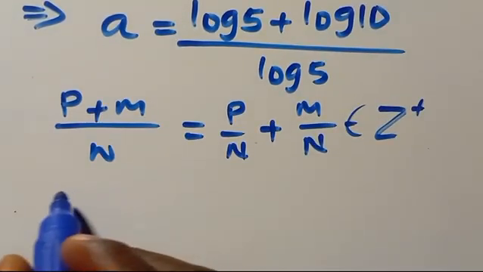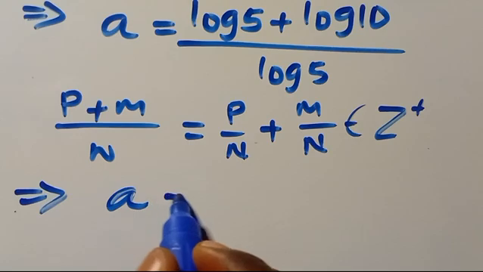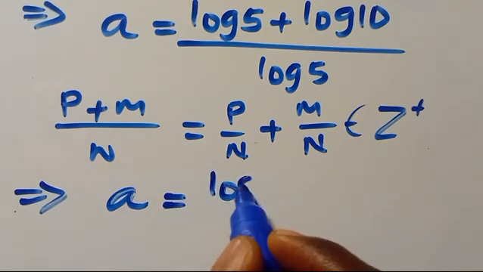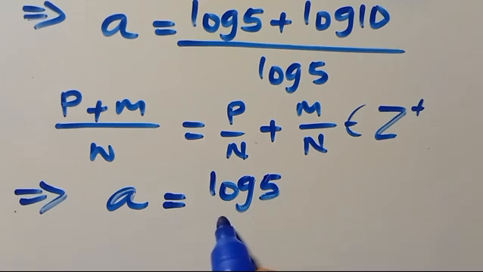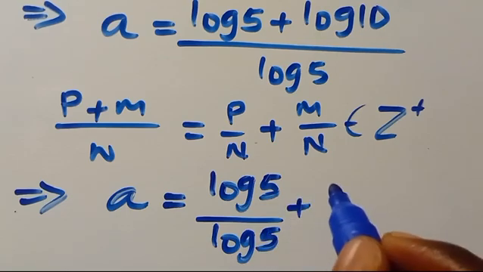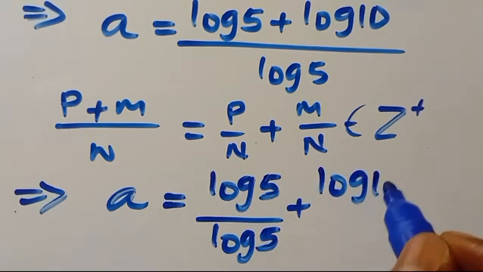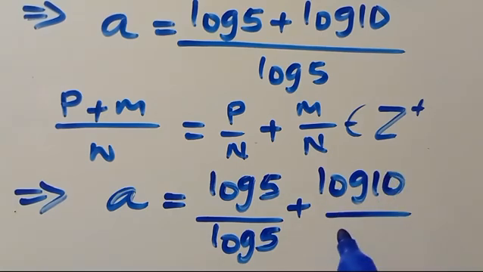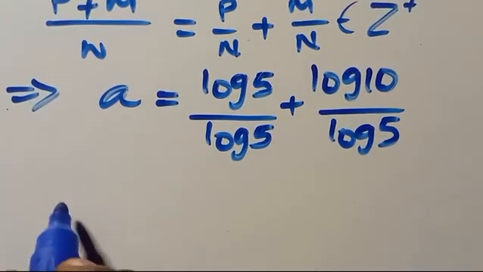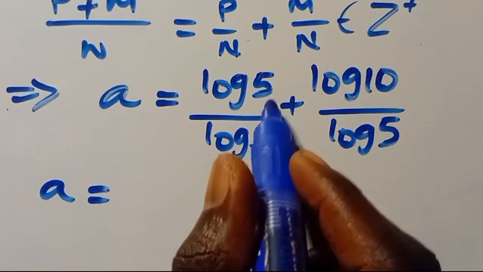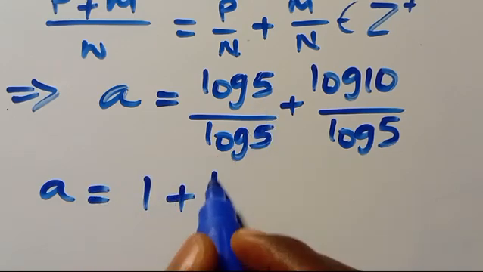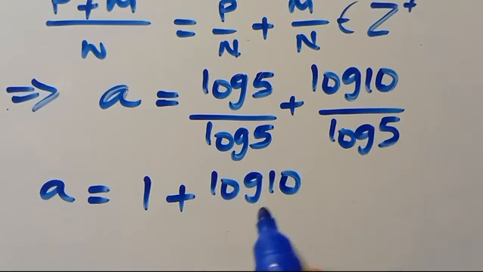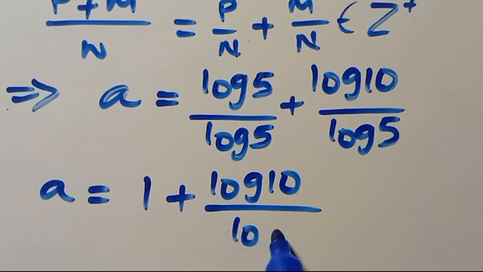So we can have this as a equals log 5 over log 5 plus log 10 over log 5. Then this will be a. Log 5 over log 5 will be 1 plus log 10 over log 5.